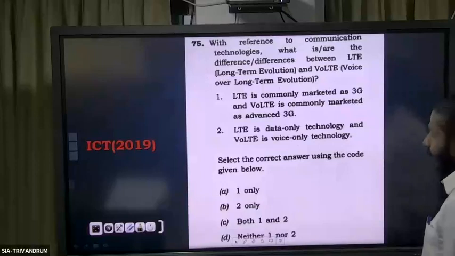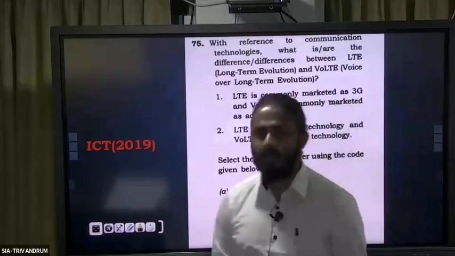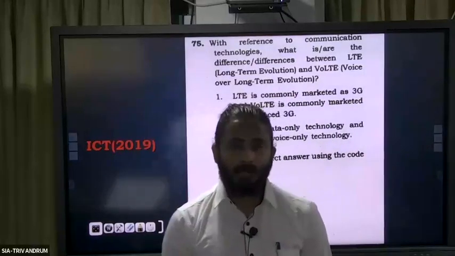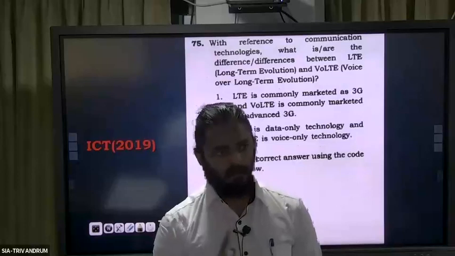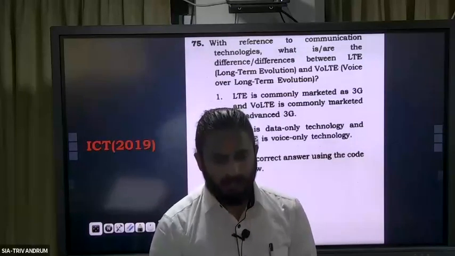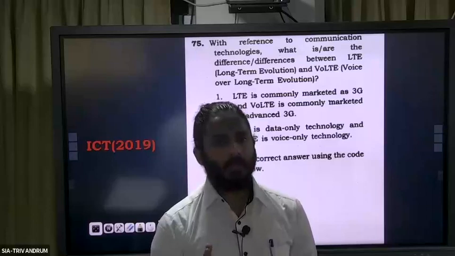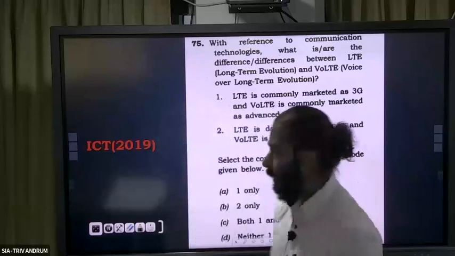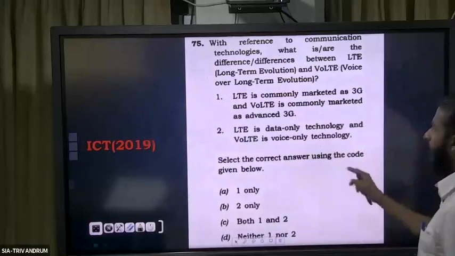Then yes, in technology itself, last year, 2019, they asked VoLTE and LTE, the difference between 3G and 4G. So this year, maybe we can get a question on 5G. We'll discuss 5G in some time down the line.